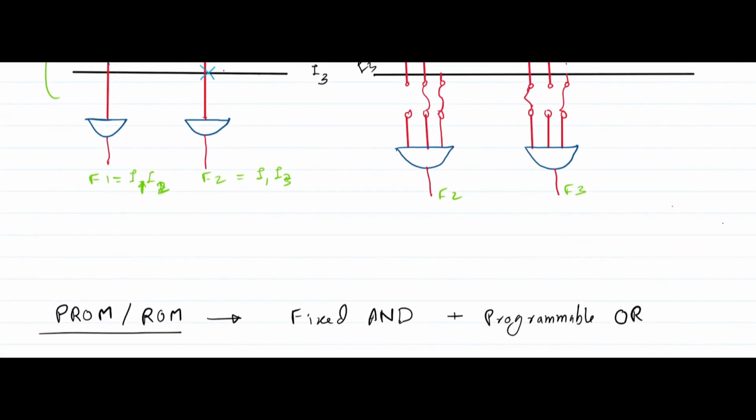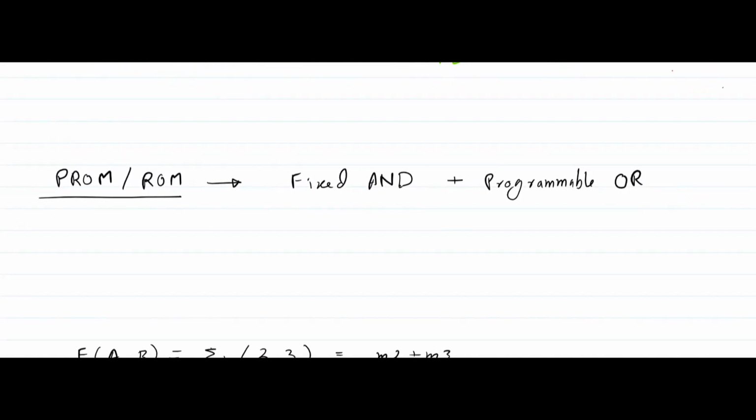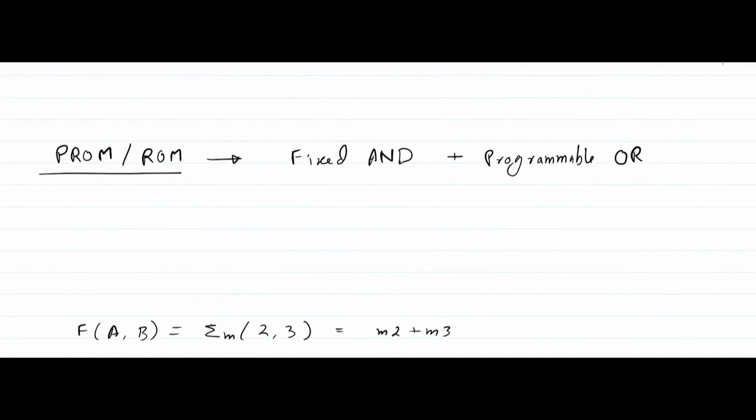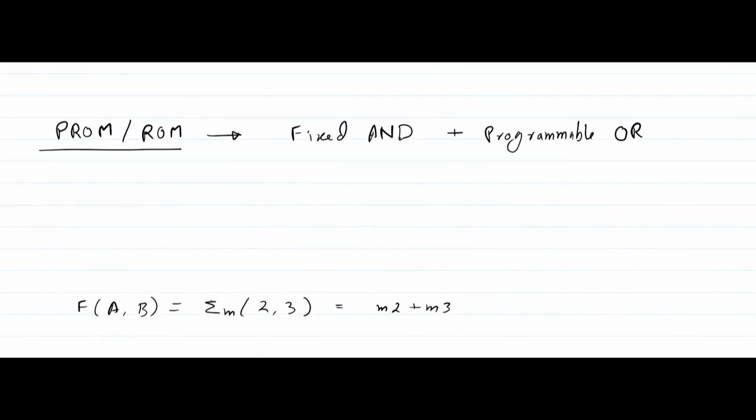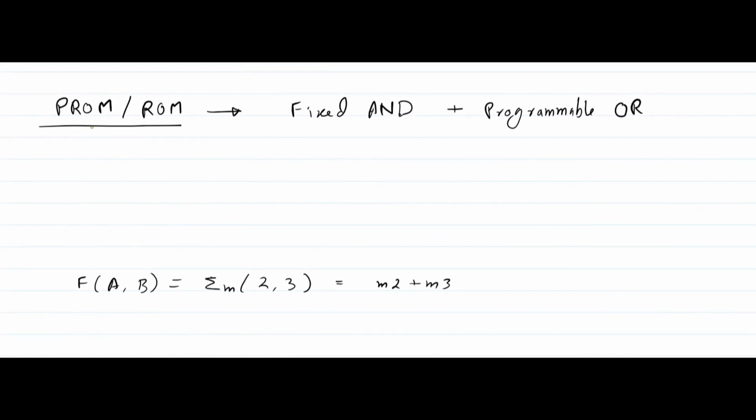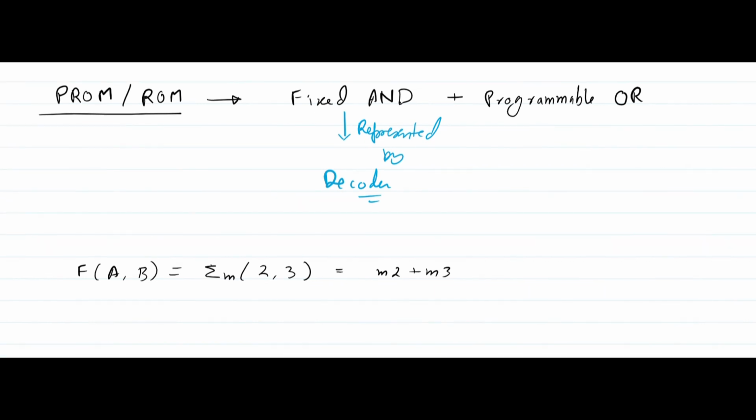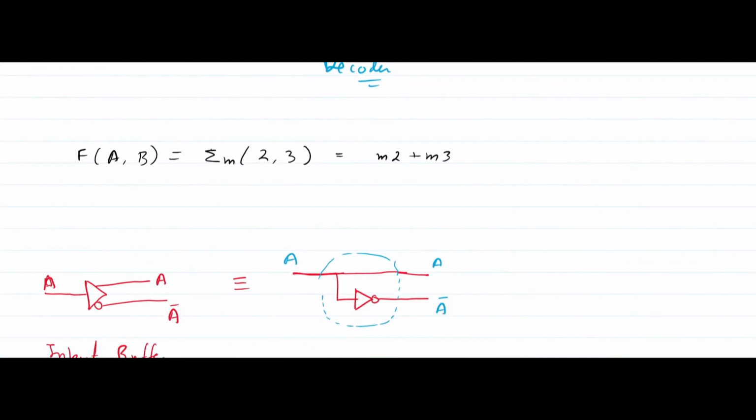Now I am going to use PROM or ROM, that is read only memory, to design some circuit as PLD. So I am going to use ROM as PLD, and as you know, this ROM is nothing but fixed AND followed by programmable OR. This fixed AND can be represented by a decoder only. So instead of fixed AND we can use a decoder also. And why I am saying so, you can see from this example.